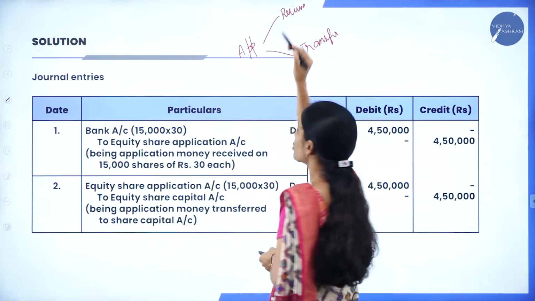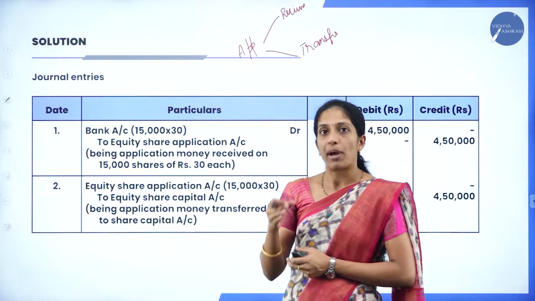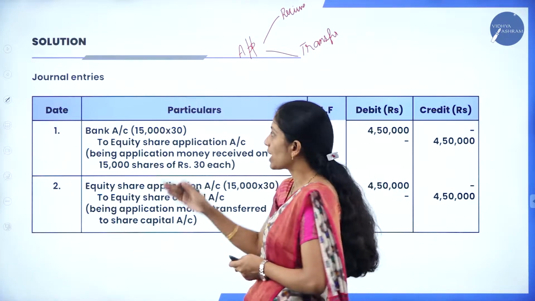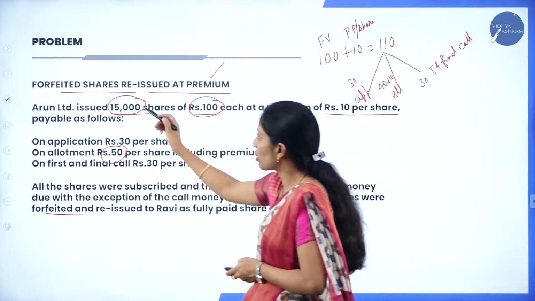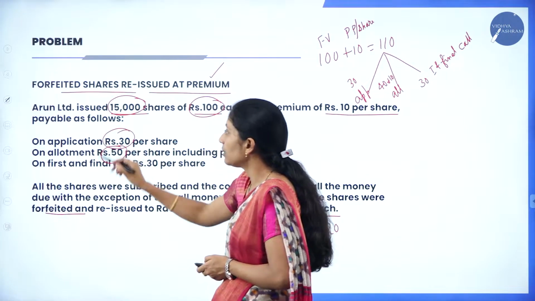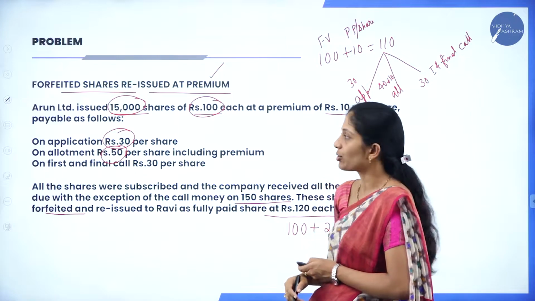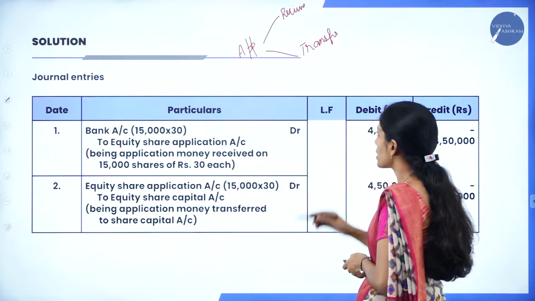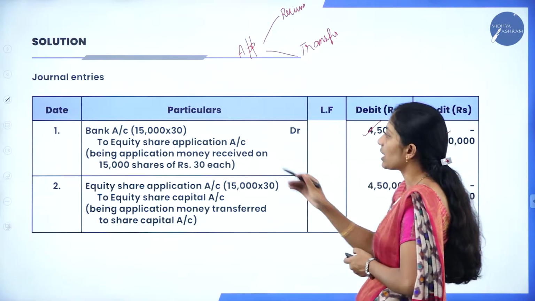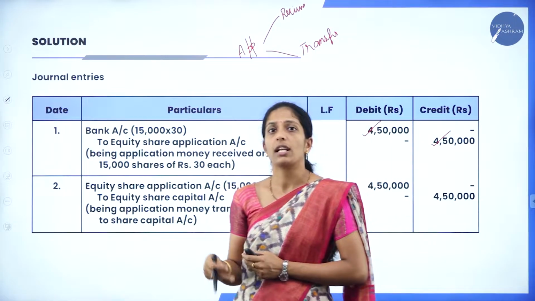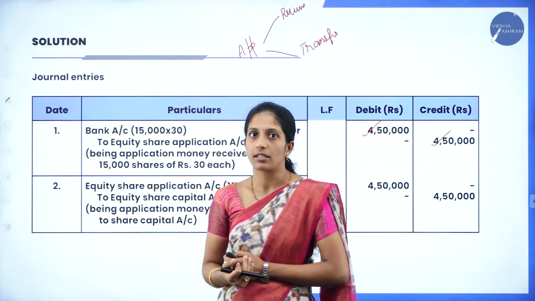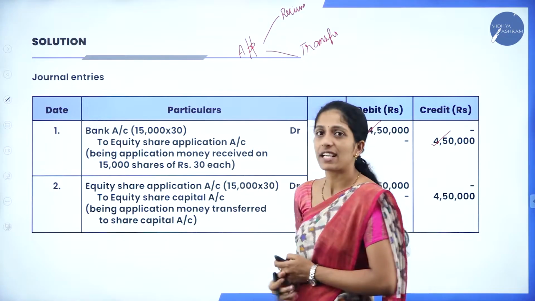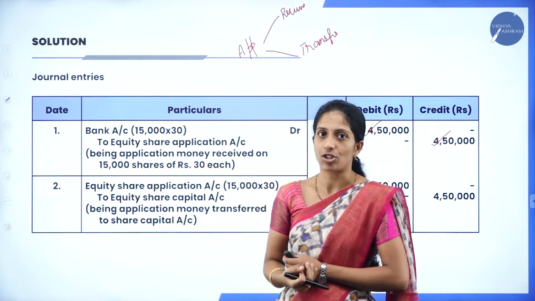Now, what is the entry to receive the application money? Bank account debit to equity share application account. What is the number of shares? 15,000. What is the application money? 30 rupees. So, 15,000 into 30, 4,50,000. You can write the narration: being application money received on 15,000 shares of rupees 30 each. So, this will be the first entry to receive the application money.